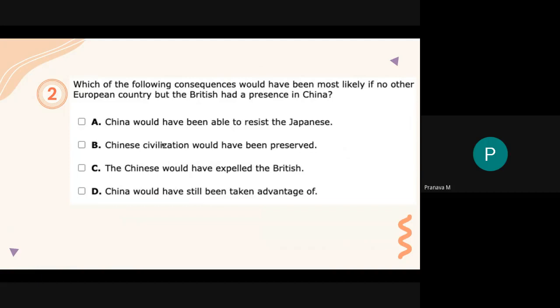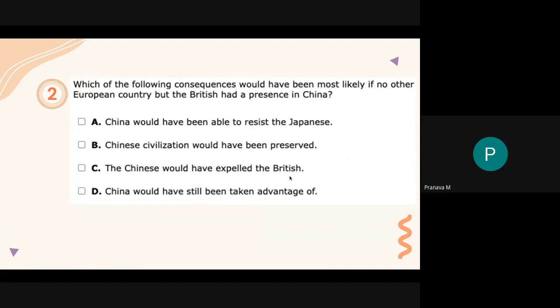So Chinese civilization would not have been preserved if it was just the British, because they did a ton of damage. And with A, it's actually said that the European powers protected China, like for their own interests. So without them, a part of China would have been annexed by the Japanese. So that's the opposite of A. And then C is not mentioned.